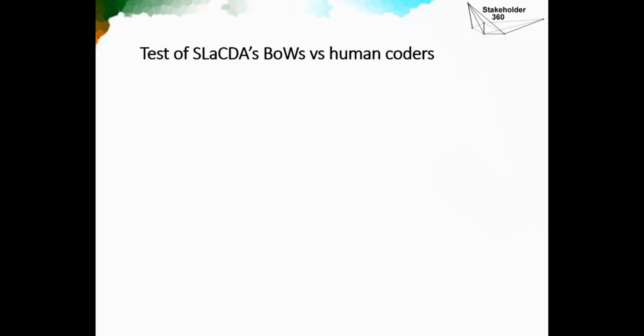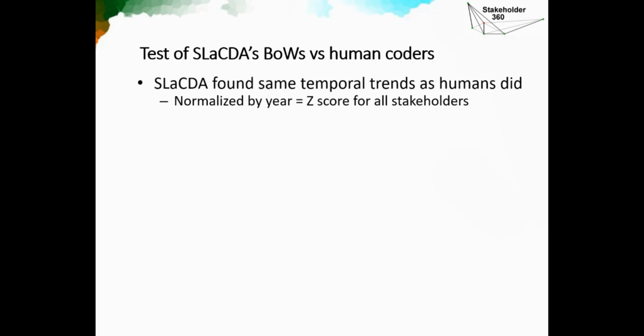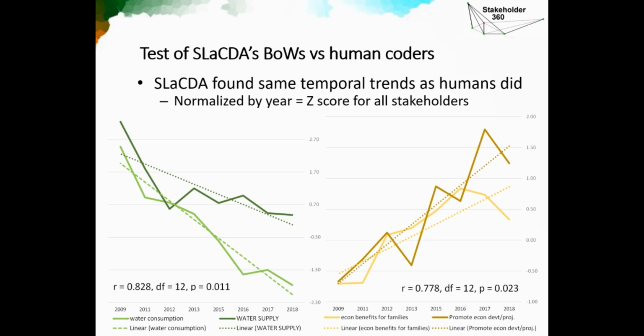However, you need this general level of analysis first before you can decide if finer distinctions are worth quantifying. On the same data, SLaCDA identified a bag of words we labeled as water consumption and another labeled as economic benefits for families. We compared their frequencies across the 8 years with the frequencies that humans noted for a topic called water supply and one called promotion of economic development or projects. As the graphs show, the results produced by the methods were quite significantly correlated. Mentions of water issues decreased and mentions of economic benefits increased.